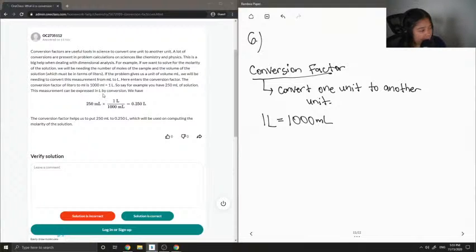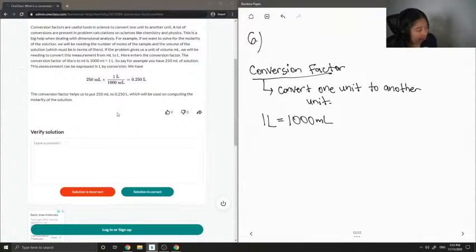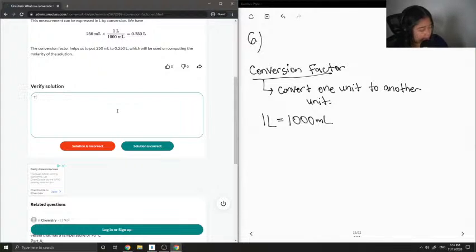So say, for example, you have 250 milliliters of solution. This measurement can be expressed in liters by conversion. So here they show 250 divided by 1000 to get 0.250 liters. Okay, it's a pretty simple example, and it all makes sense, so this solution is correct.